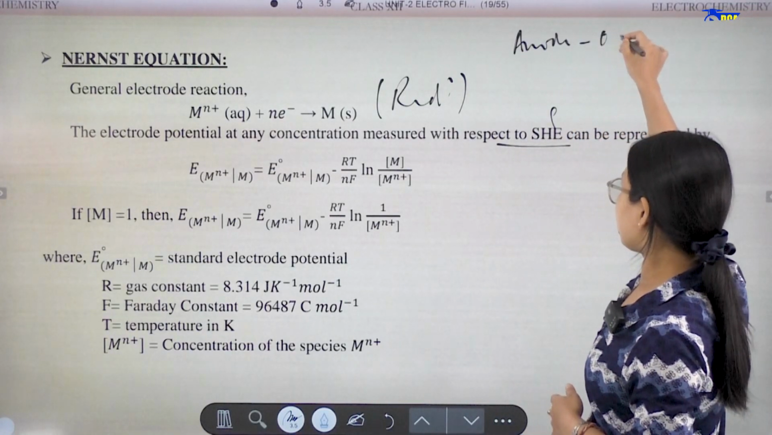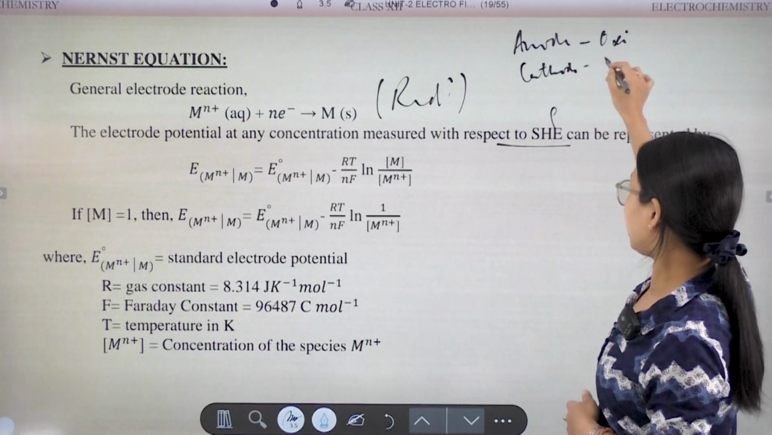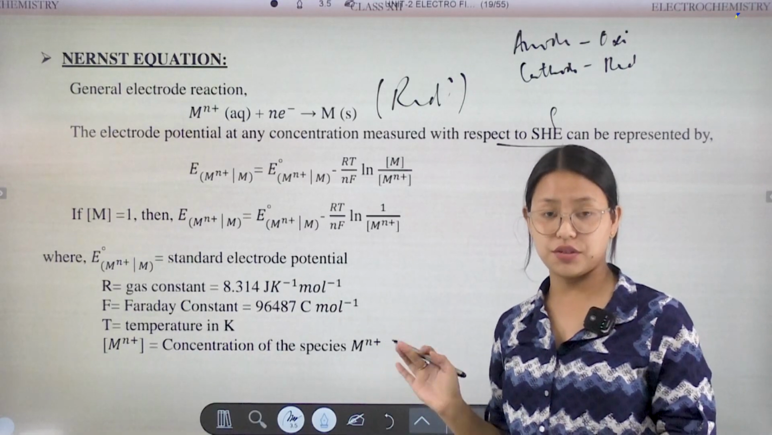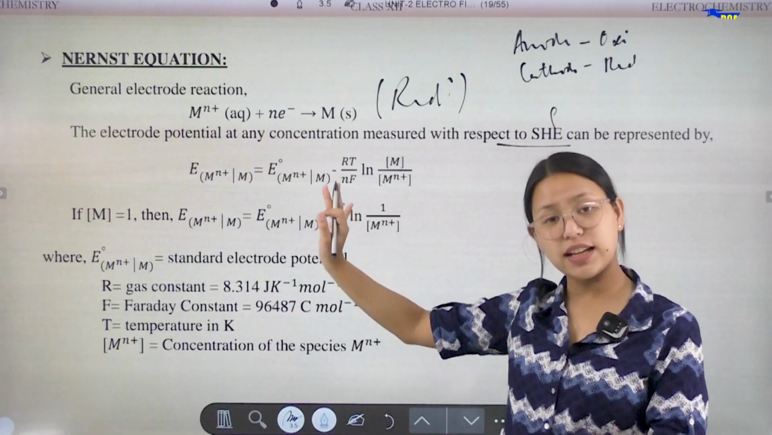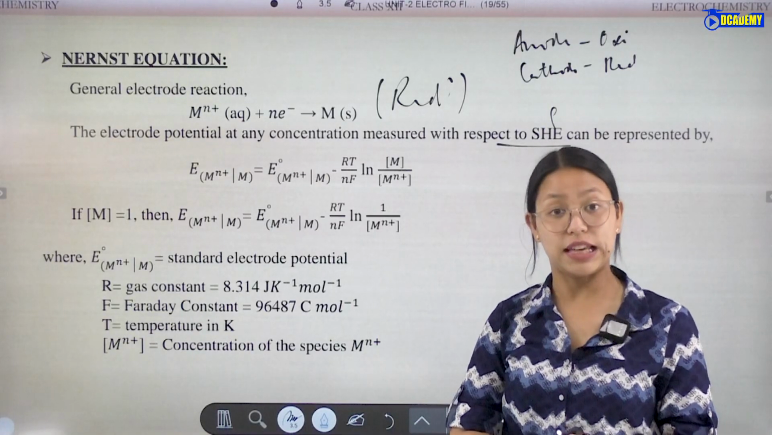In the anode it is oxidation. In the cathode it is reduction. So we are considering the reaction for the cathode, the reduction reaction, and we never consider the anode oxidation.